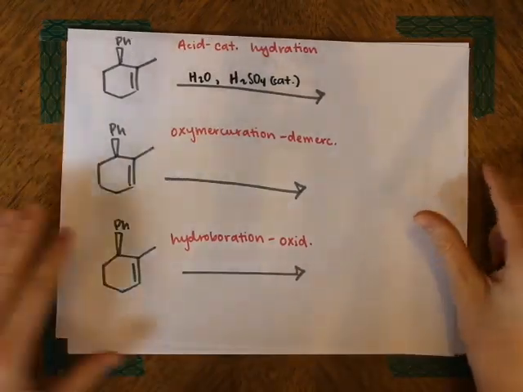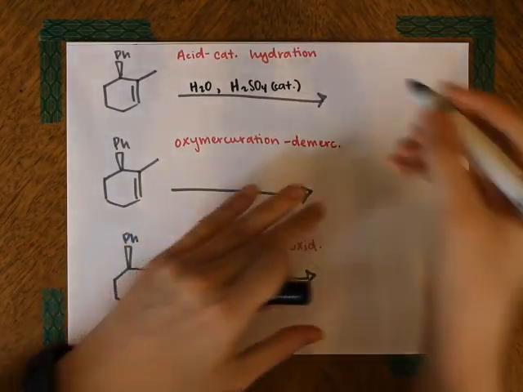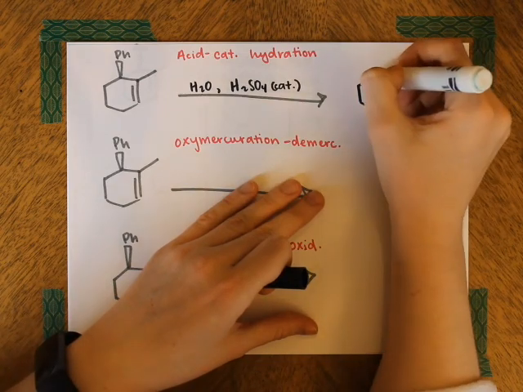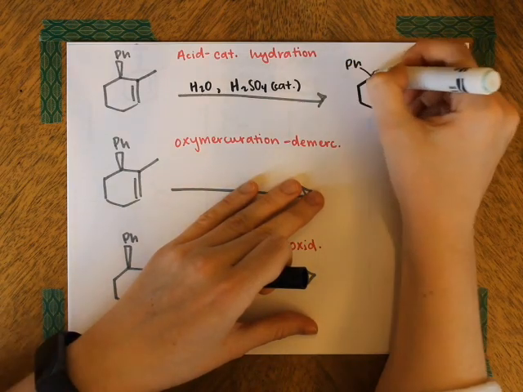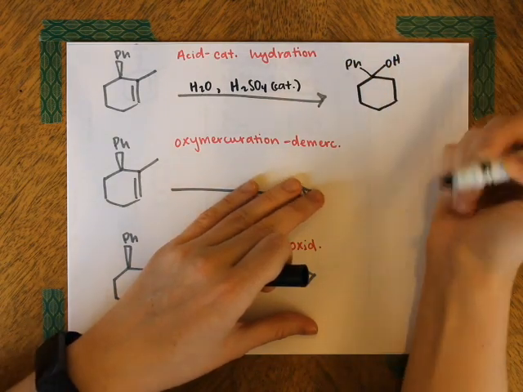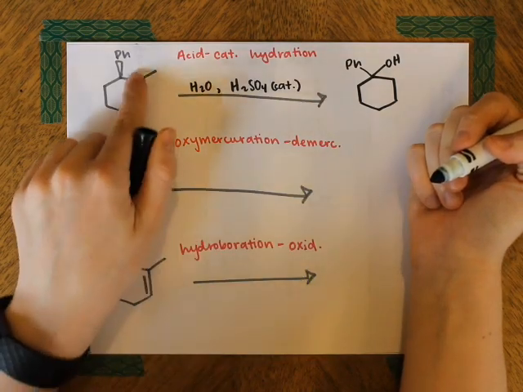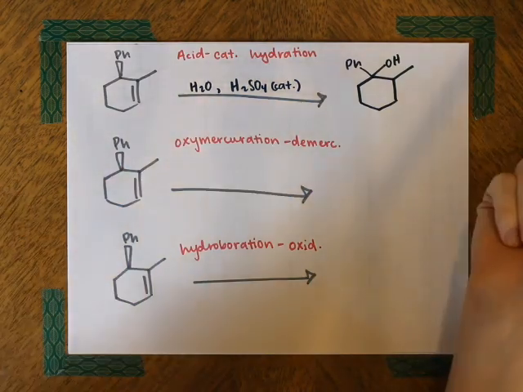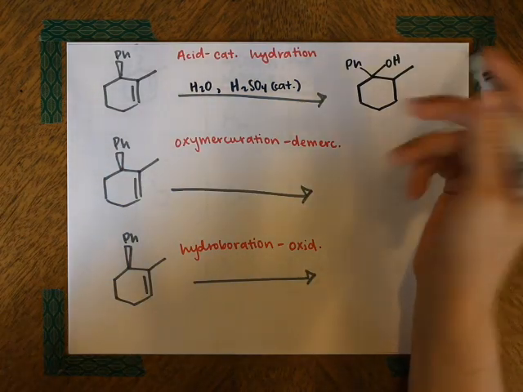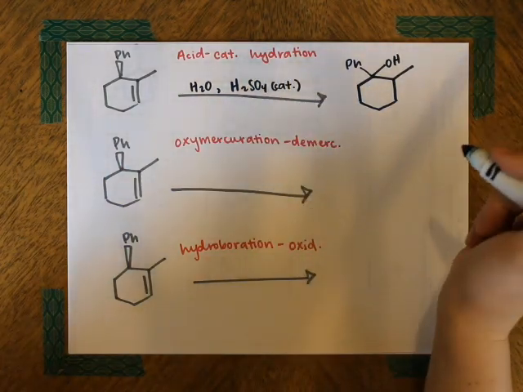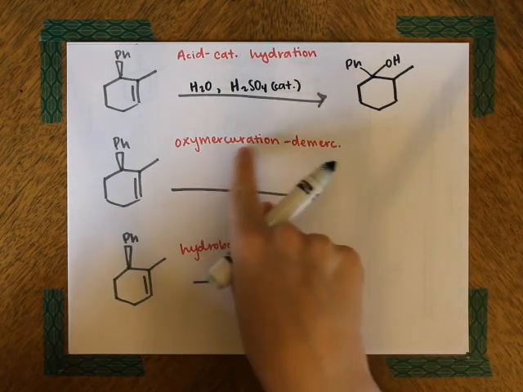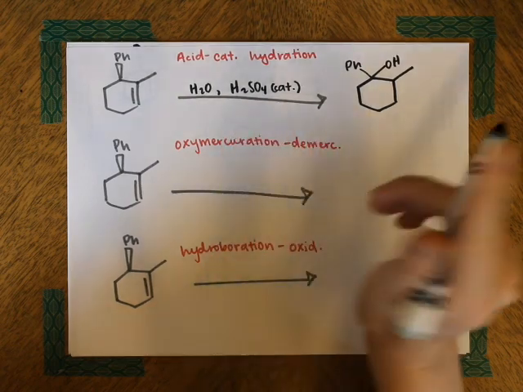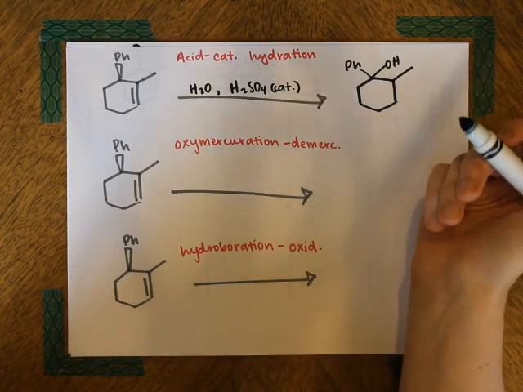Okay, so the final product ends up looking something like this. I have my phenyl and my OH added here. So notice that that's not even where the alkene was. That's because we had a carbocation rearrangement in our mechanism. So acid-catalyzed hydration, we've got to worry about carbocation rearrangement. Over here in oxymercuration-demercuration, we don't have to worry about carbocation rearrangement, because it doesn't go through a carbocation intermediate.